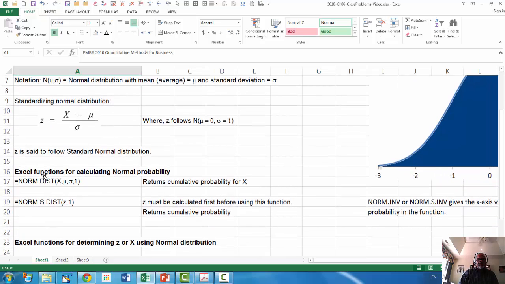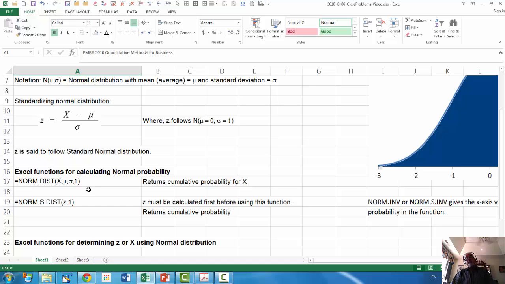So Excel offers you two functions for normal probabilities. One is norm.dist. Now norm.dist assumes that you give the x value and the mean and the standard deviation, and of course you need to put comma 1 here for cumulative probability, because if you put 0, it's going to give you the height of the normal distribution function, which is of no use for us. We want only the cumulative probability. So it will always give you the cumulative probability if you use the norm.dist function in this fashion.